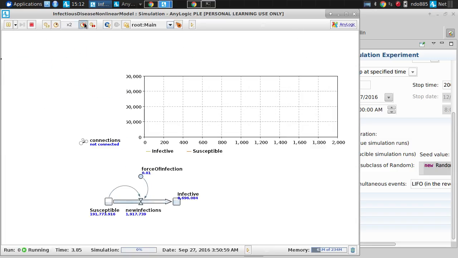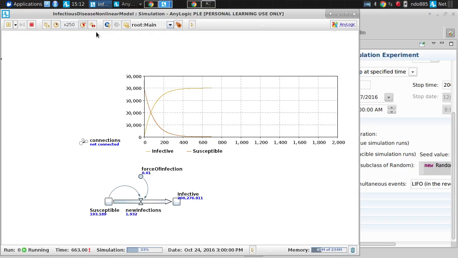And here we should see our counts. And what we see over time is what? What are we seeing here? What's going on? It's stabilized. Stabilized, yeah. The susceptible population started at 200,000 and then it went down to close to zero, and this one went up close to 200,000.